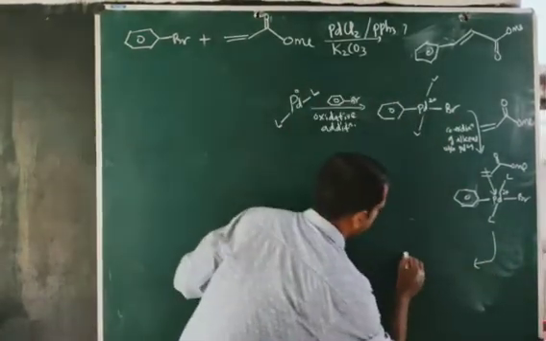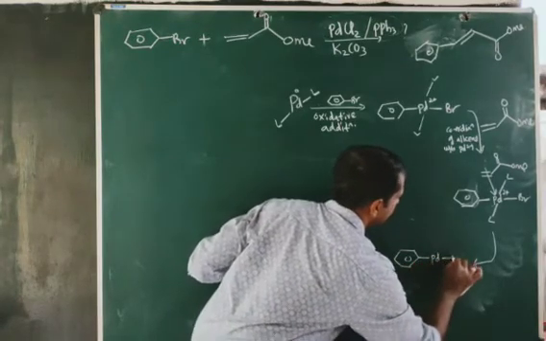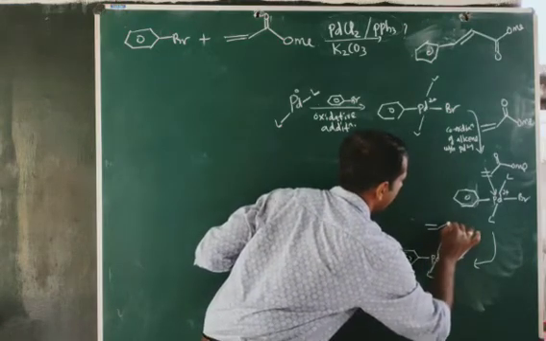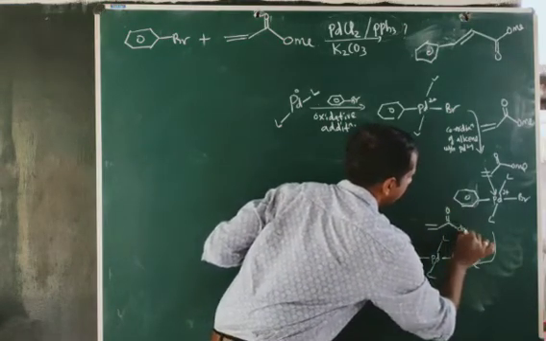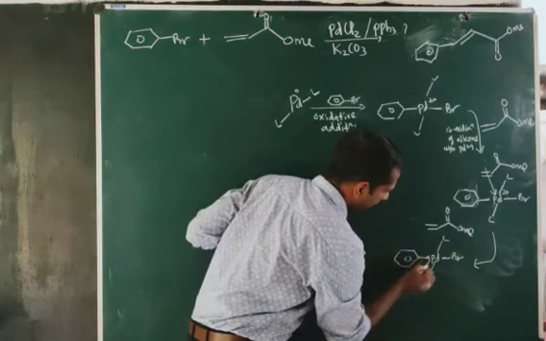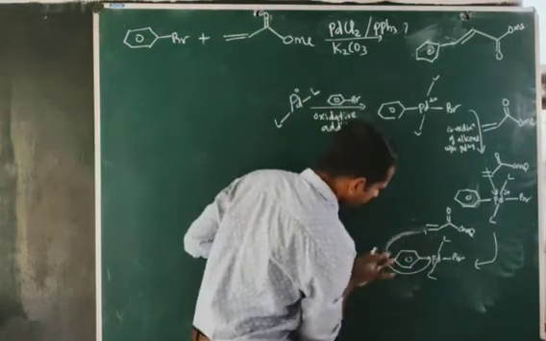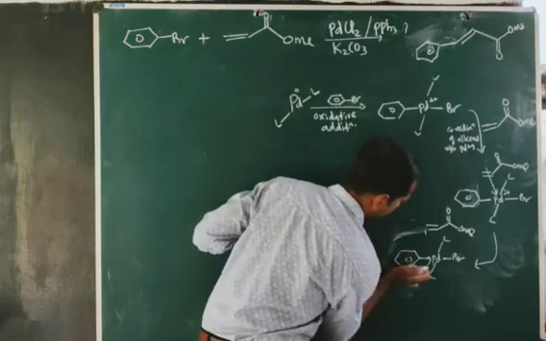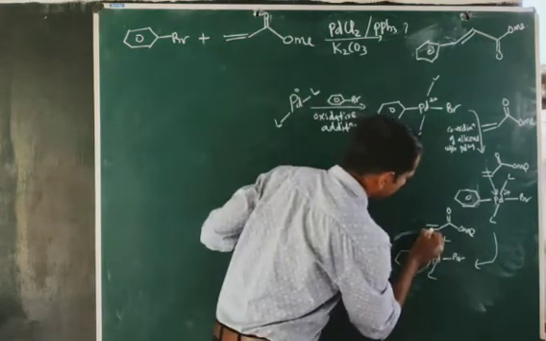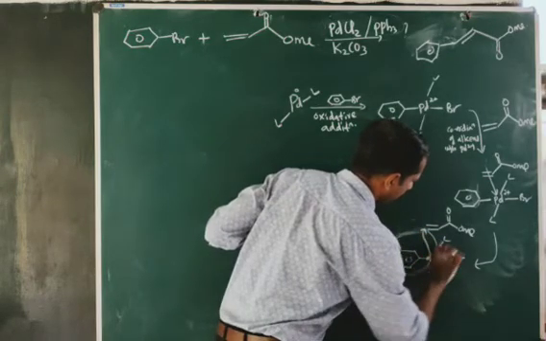Again, I am writing the same structure. Here it is Pd, here it is Br, here is L, here is L, here is our double bond, the OMe. This is our alkene. What will happen? This bond breaks from Pd and shifts to this carbon. Simultaneously, the bond breaks from this CH2 carbon, and that will come to Pd.